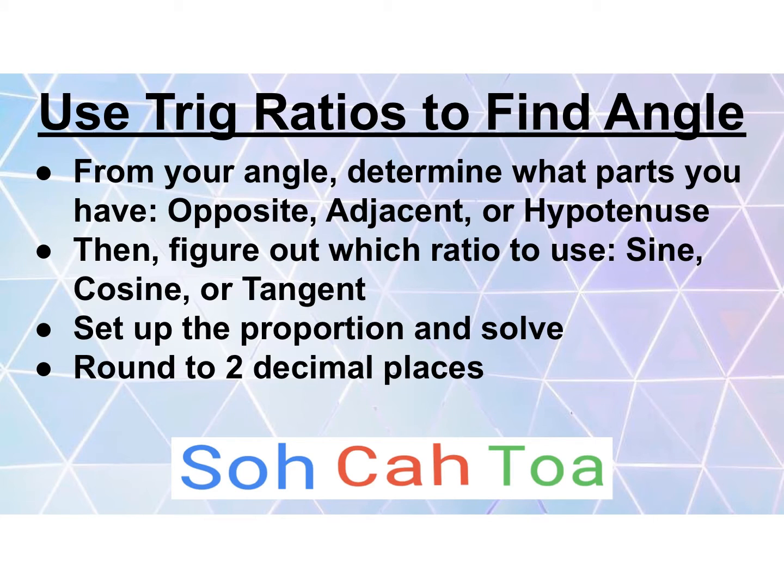So when we're trying to find an angle, from the unknown angle, you still have to determine which parts you have or are looking for: opposite, adjacent, and hypotenuse. Then you figure out which ratio you're going to use, sine, cosine, or tangent. We'll set up a proportion and solve, and we'll round to 2 decimal places.